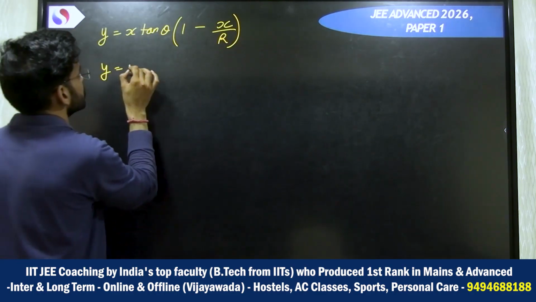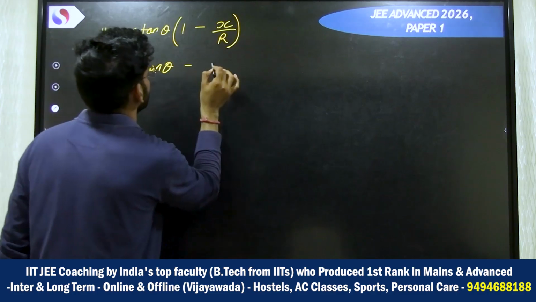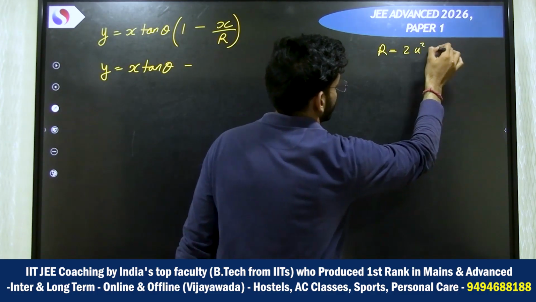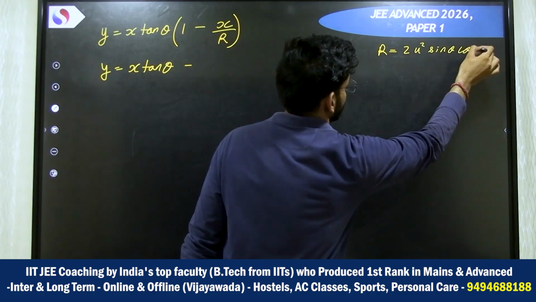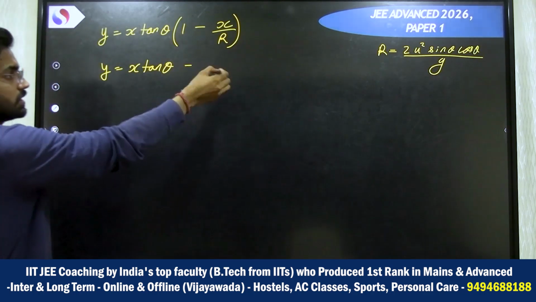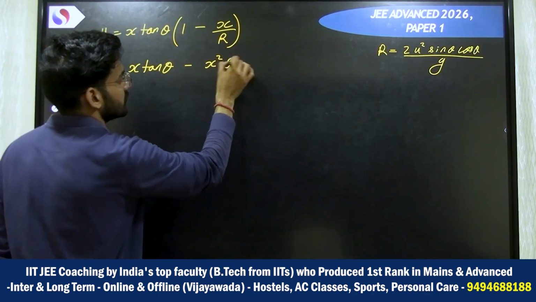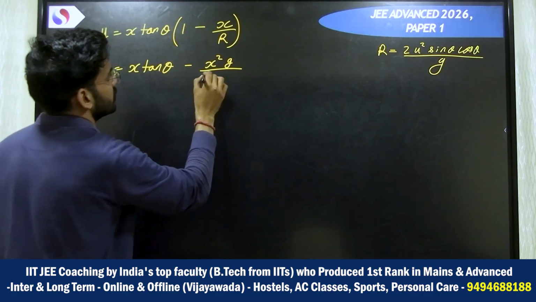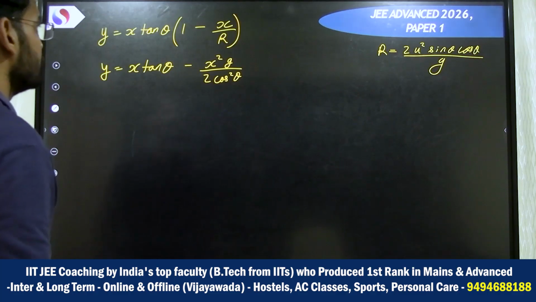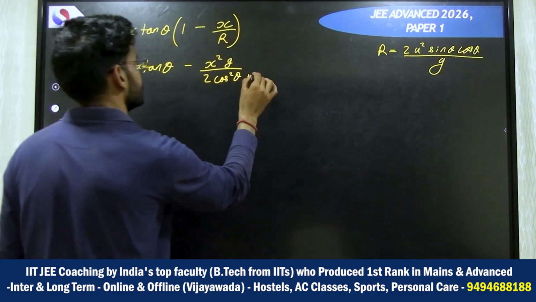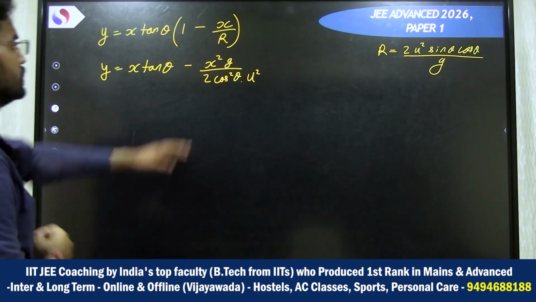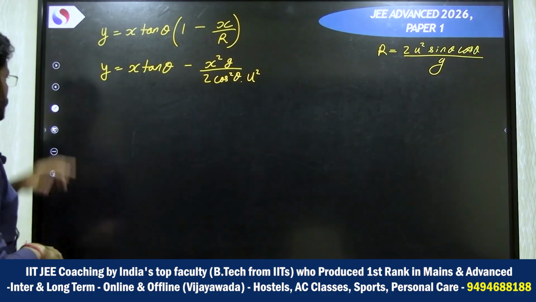So if you put y equals x tan theta minus, here what will come? Range value we know. Range is 2u square sine theta cos theta by g. So here g will go in the numerator, so x square g divided by, sine cancels out, and this will be your 2 cos square theta into u square. Got it? Because I prefer to remember this, I don't go into the derivation. Okay, so this was it, now go to the options.